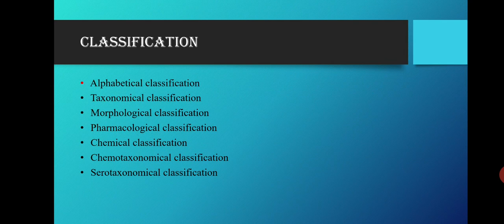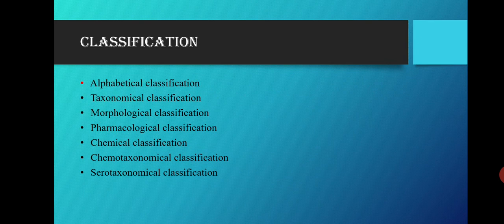So according to the classification, we will be dealing in detail with alphabetical classification, taxonomical classification, morphological classification, pharmacological classification, chemical classification, chemotaxonomical classification, serotaxonomical classification. So we will be dealing with it one by one in detail.